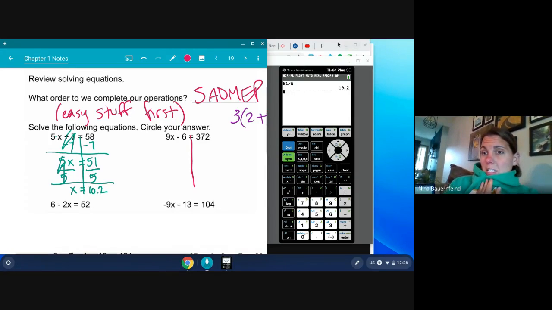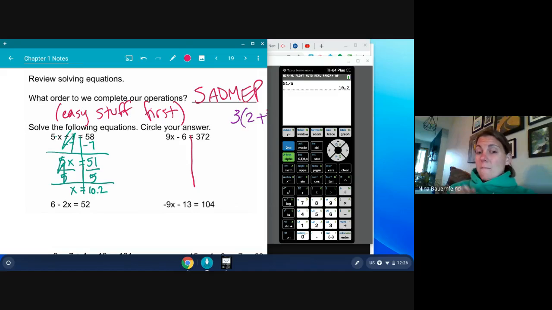So those of you that had enough time to finish, if you got 42, you are correct. If you didn't, we're still going to go through it and you can see what happened, okay? So in this one, we have two operations. I see subtraction and then I see multiplication right there. Which one is easier, subtraction or multiplication?